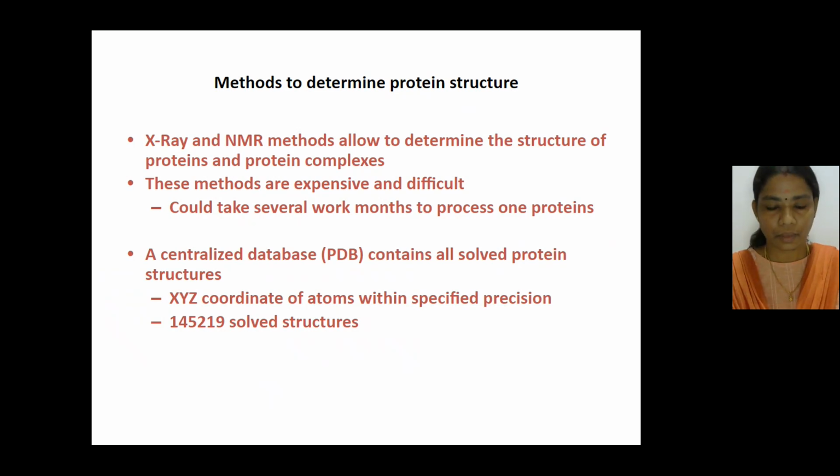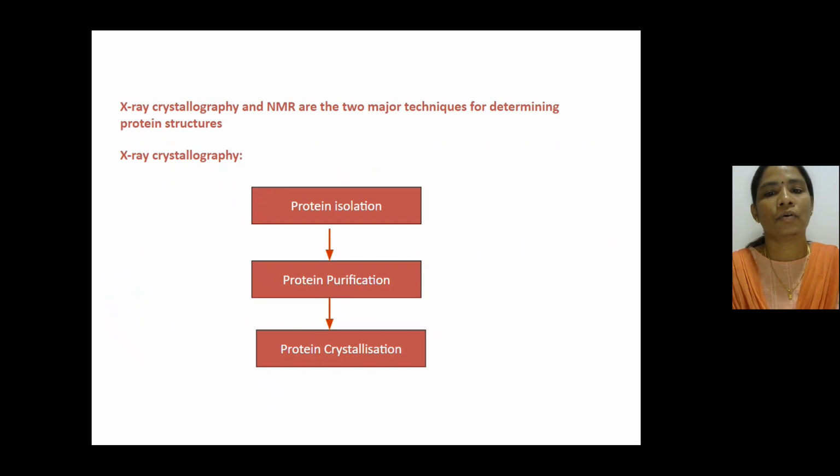More than 1 lakh proteins are available, and it is now going to reach 2 lakh, within the Protein Data Bank database. There are three key steps: protein isolation, protein purification, and protein crystallization. These three are the steps involved in the preparation of crystals.